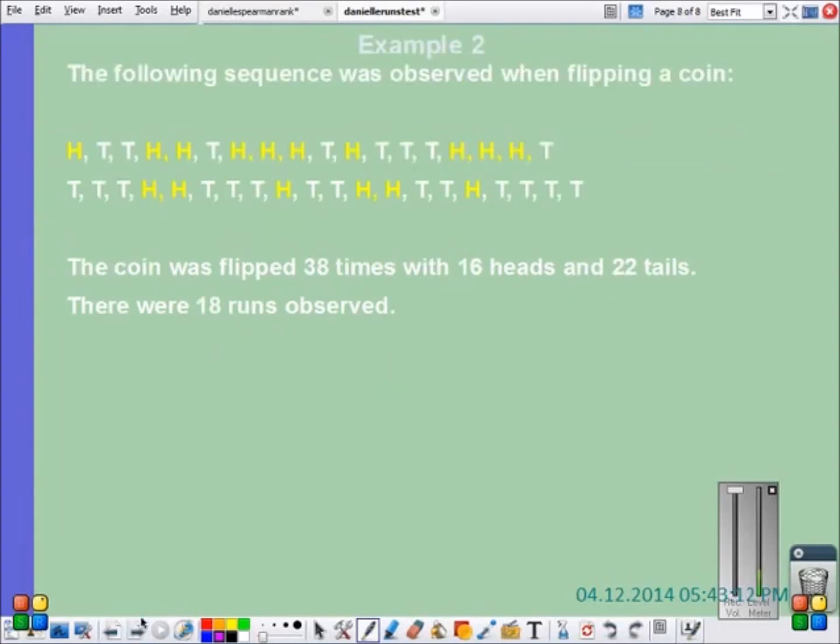Example 2. The following sequence was observed when flipping a coin. The coin was flipped 38 times with 16 heads and 22 tails. There were 18 runs observed. Here are our values: N equals 38, N1 equals 16, N2 equals 22, R equals 18. Here's our formula that I've just gone through. I'm going to work through them for you.